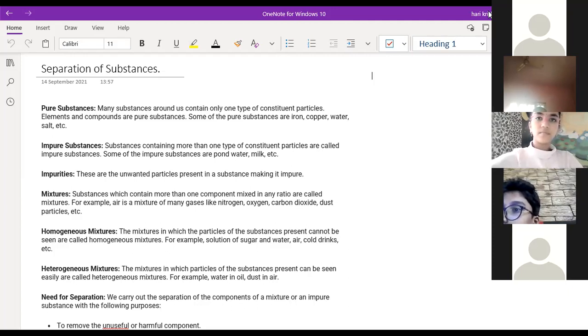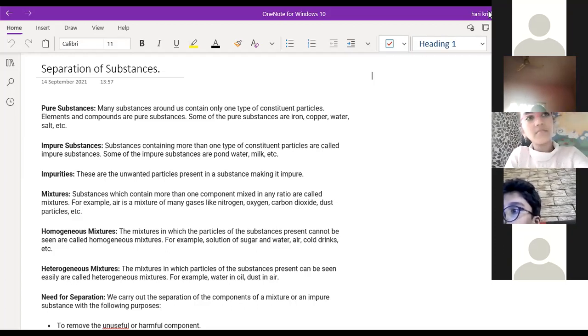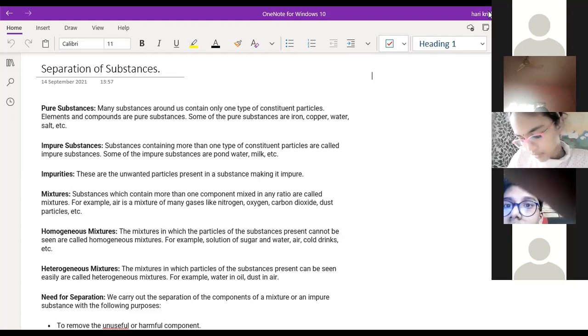So first, what is the meaning of pure substance? What is the meaning of impure substance? What is the difference? Pure substance means the substance which contains only one type of particles. Under the pure substance, we have elements and compounds. One is the elements, the other one is the compounds.